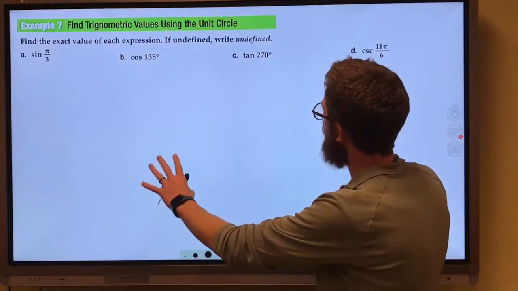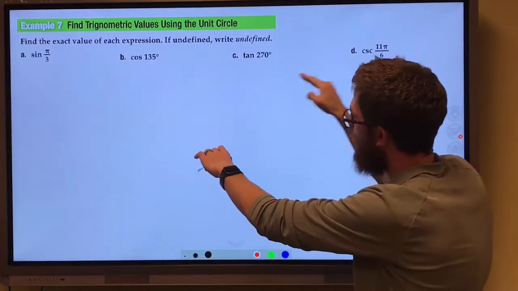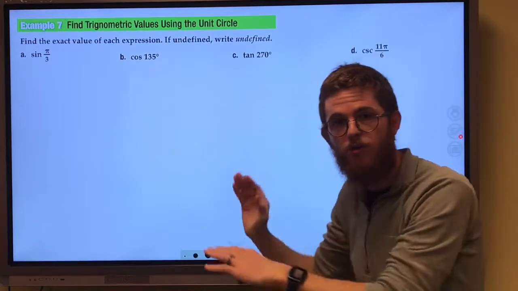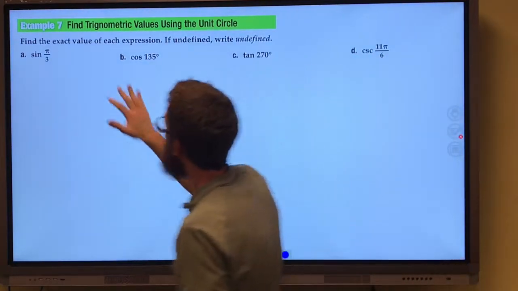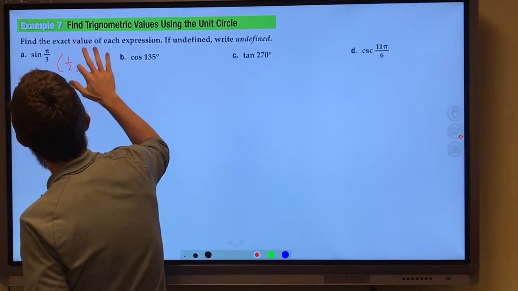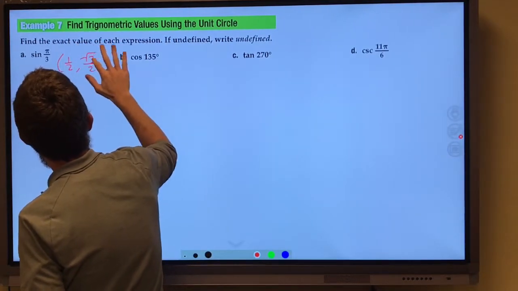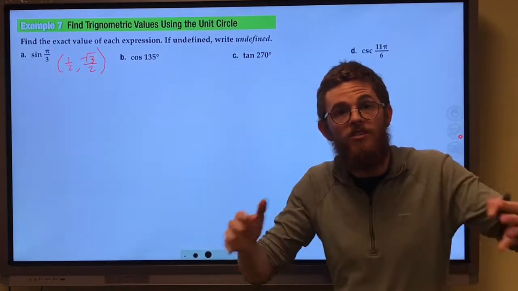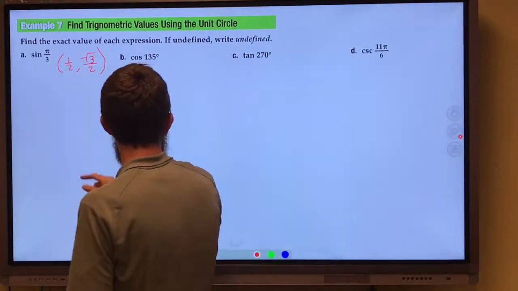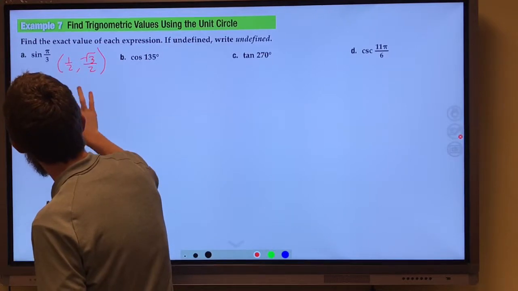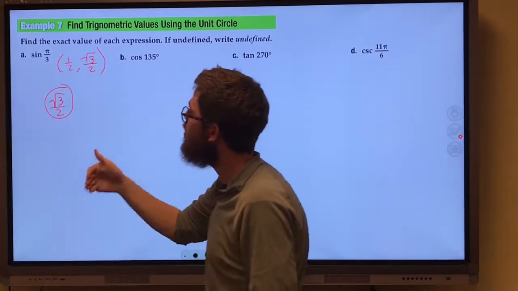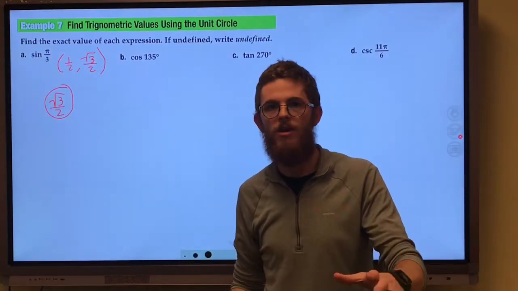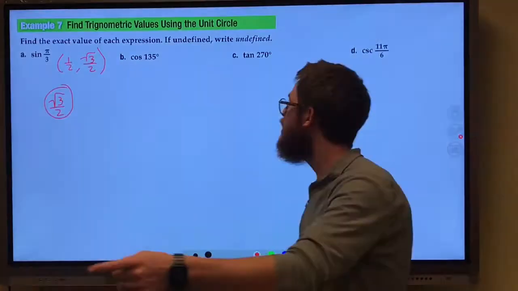Imagine your unit circle, with the upper region broken up into 3 pieces, and pi over 3 corresponding to 60 degrees. That is the point 1/2, square root of 3 over 2. And so once we have that point, sine is the y-coordinate. So the answer would be square root of 3 over 2. You know the exact value of sine of pi over 3. How amazing is that? Let's look at the next one.